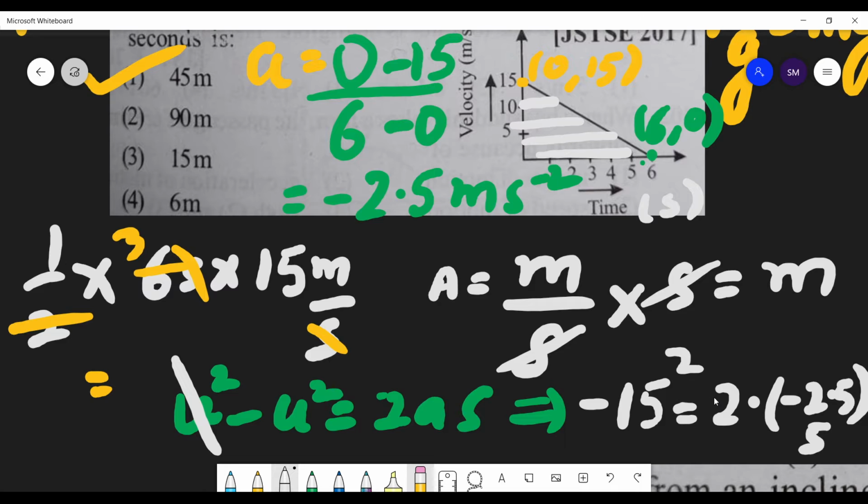So 2.5 into 2 is 5. So 15 into 15 divided by 5. One of the 15s will cancel out with 5, so you get 3. The answer will be 15 into 3, and S is again 45 meters. So whether you find it algebraically or graphically, you will get the same answer.